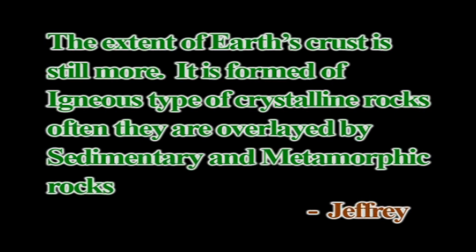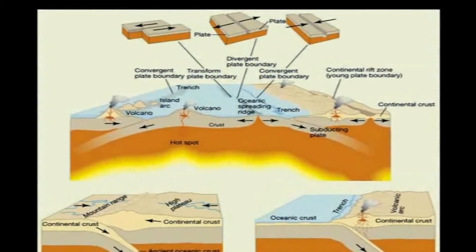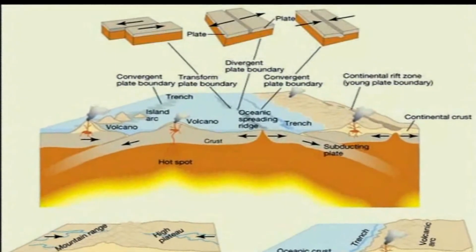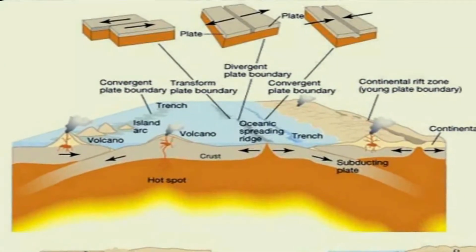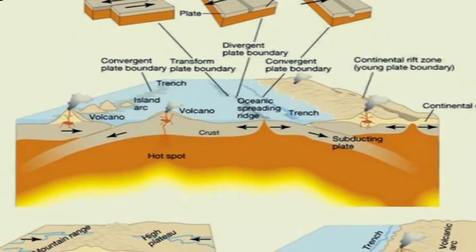It is formed of igneous types of crystalline rocks, often overlaid by sedimentary and metamorphic rocks. It must be understood that igneous rocks account for more, and sedimentary and metamorphic rocks formed a little later. Now you see the combination of all this on the Earth's crust. But the base of all these is a still heavier basaltic layer which forms the bottom layer of the Earth's crust. The crust exhibits properties of brittleness when subjected to mountain building forces and has several macro cracks or faults.